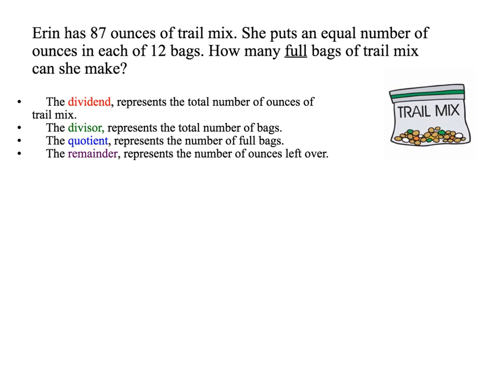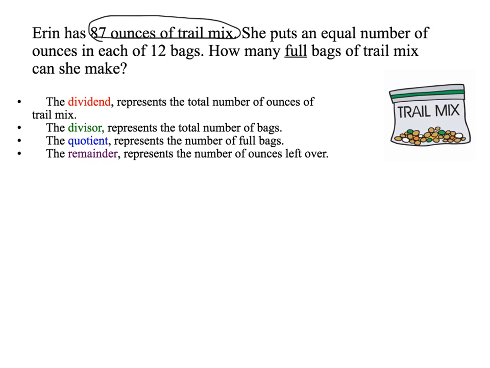Here is a problem. Erin has 87 ounces of trail mix. She puts an equal number of ounces in each of 12 bags. How many full bags of trail mix can she make? Well, we have to look at the dividend, which is the total number of ounces of trail mix. And that is 87 ounces of trail mix. So I'm going to circle that.